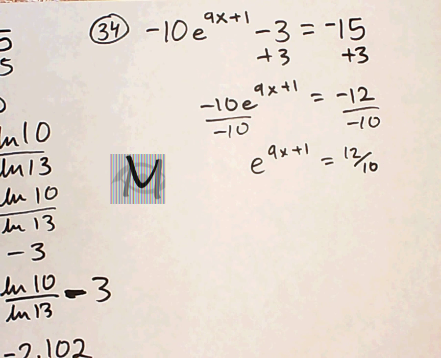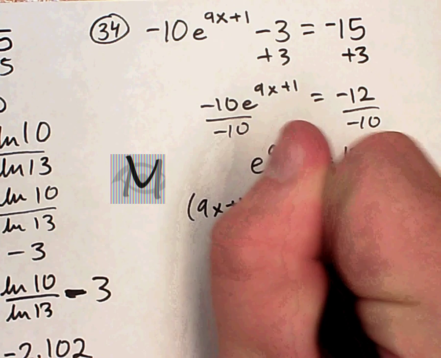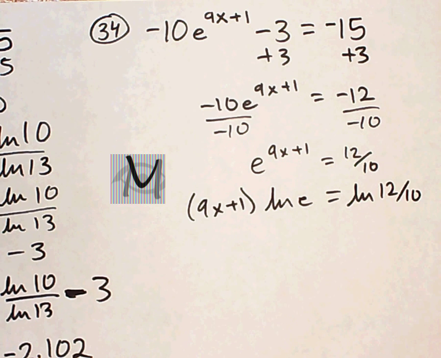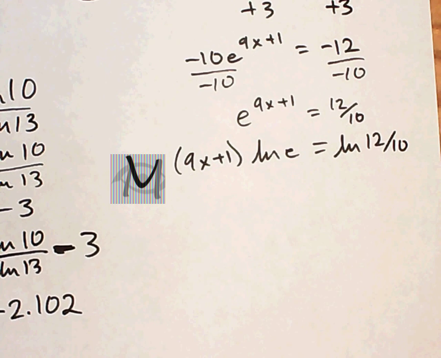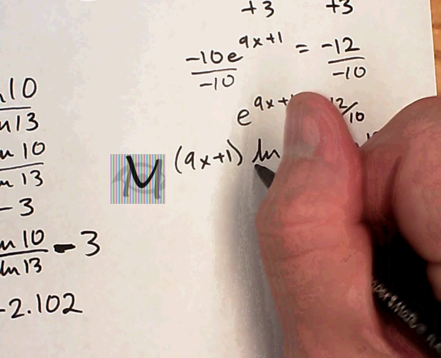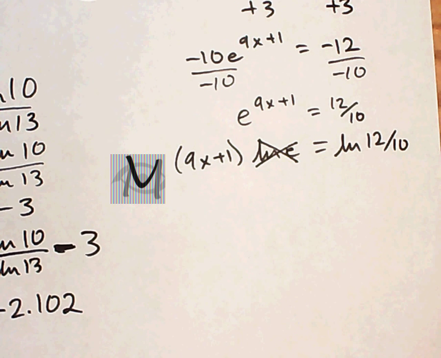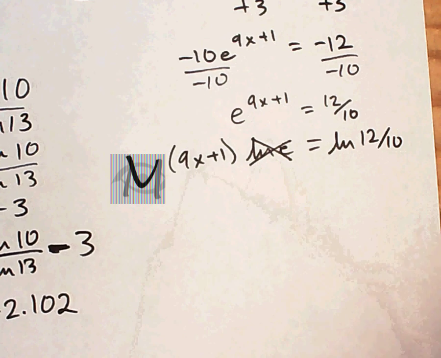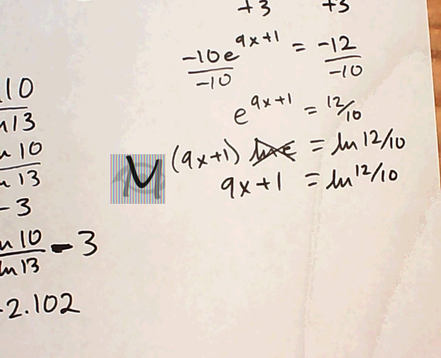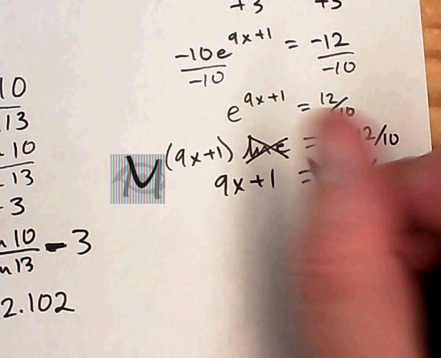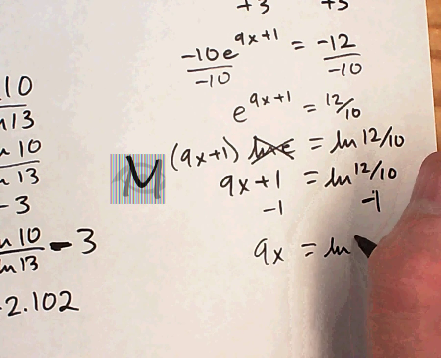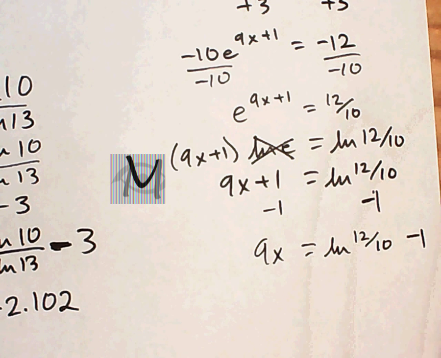All right, at this point, you have to take the natural log of both sides, so that'll be the 9x plus 1 grouped together. Natural log of e is equal to natural log 12 over 10. Okay, because we have natural log e here, that is equal to 1. I'm going to cross it out because it's just 1, and 1 times anything is just that. So it's just 9x plus 1. Go ahead and subtract the 1 from both sides. So you get 9x is equal to ln 12 over 10 minus the 1.